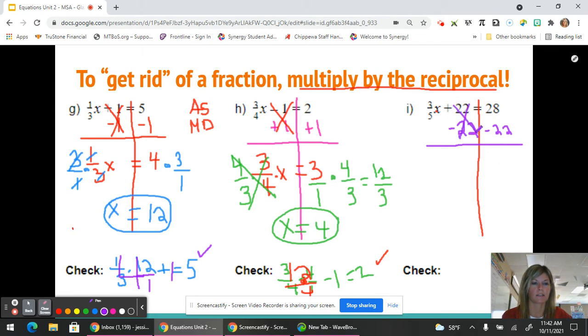My 22's cancel, and I've got 3/5 times x, which equals 6. So now, as we know, we want to get that x by itself. So to get rid of or clear out our fraction, we're going to divide by 3/5. But we never actually divide fractions, we flip and multiply. So here it comes. I'm going to flip my fraction. It's going to be 5/3 on the left. So multiply by 5/3 on the left, multiply by 5/3 on the right.